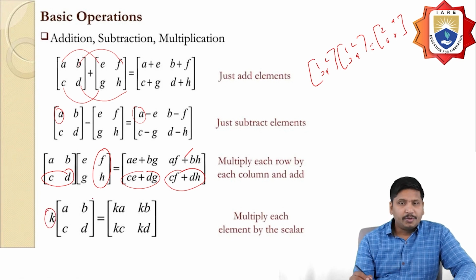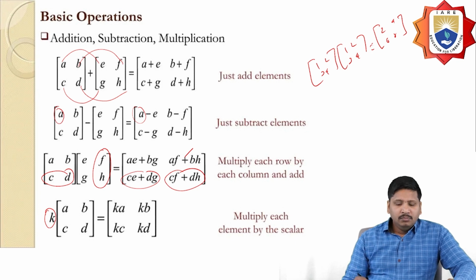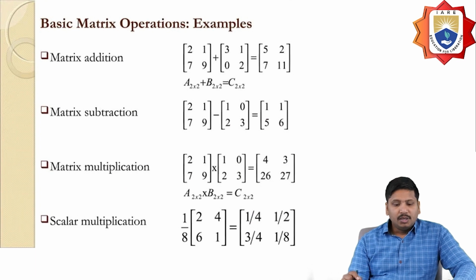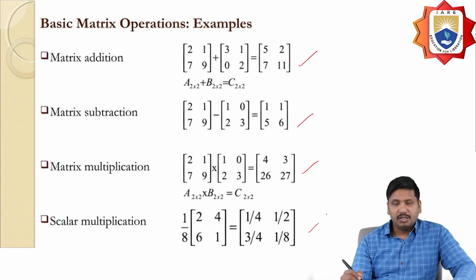So how can I obtain this scalar matrix? Ka, Kb, Kc, Kd. Some of the basic matrix operations we are going to have are matrix addition, subtraction, multiplication, and scalar multiplication. Examples I have explained.